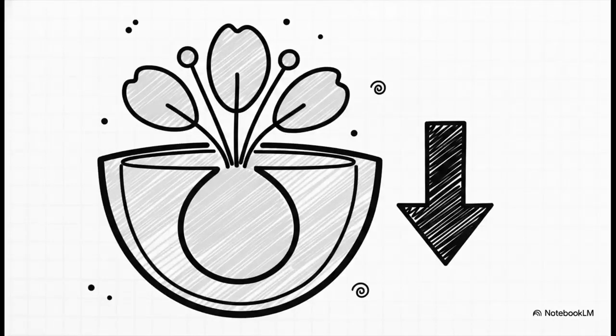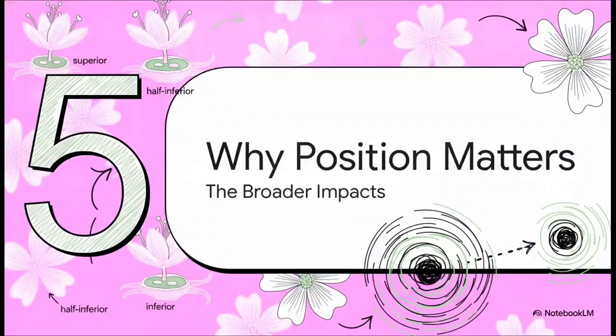Because the thalamus actually grows up and around the ovary, it ends up enclosing it completely. And that forces all those other floral parts, like the petals and stamens, to grow out from a position strictly above the ovary. All right, Section 5.